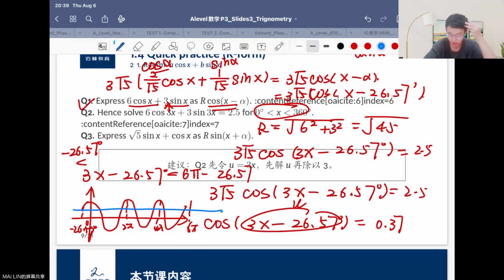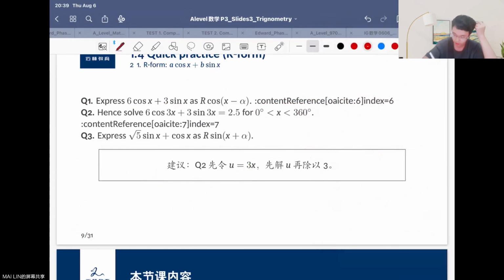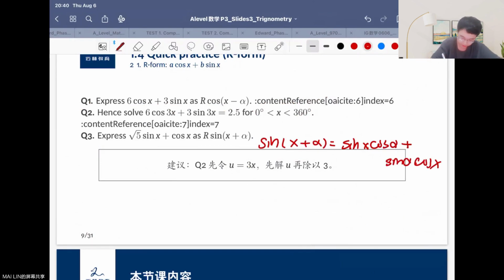For the third question, express square root 5 times sine x plus cosine x as r times sine of x plus alpha. First, rethink the rule: sine of x plus alpha is sine x cosine alpha plus sine alpha cosine x. Here we first extract the square root of a squared plus b squared, that is square root 6. Here is square root 5 over 6 for sine x, plus square root 1 over 6 for cosine x.